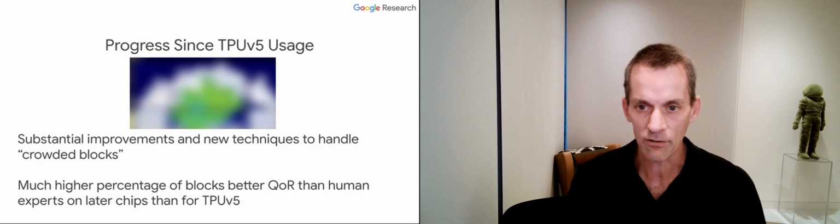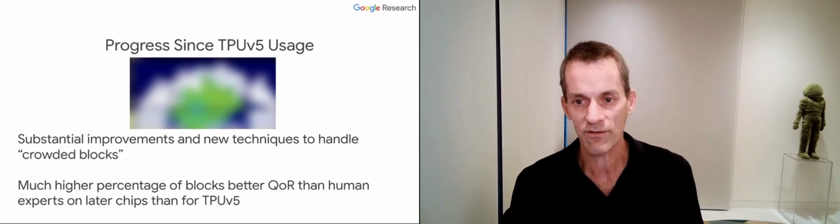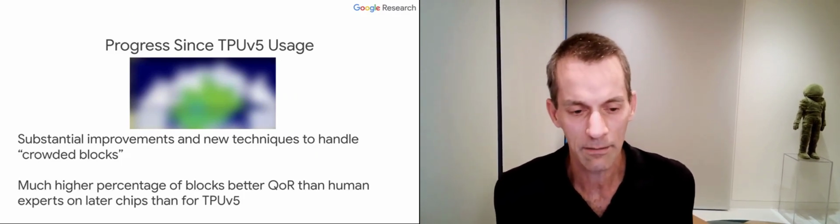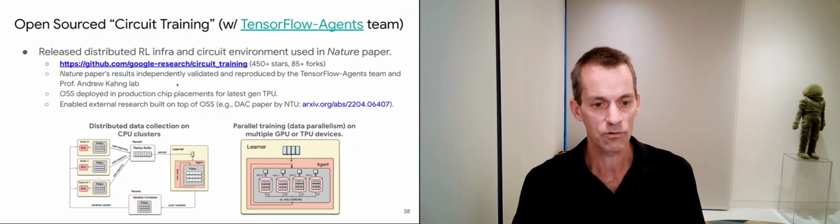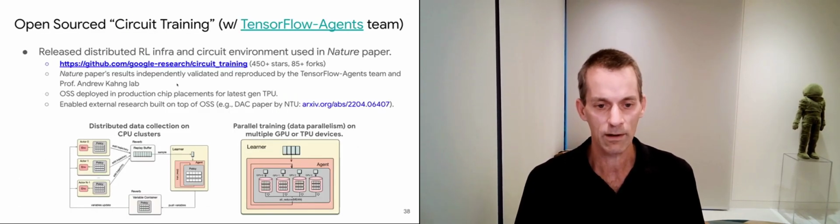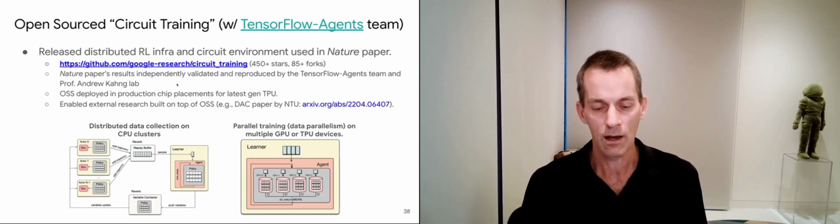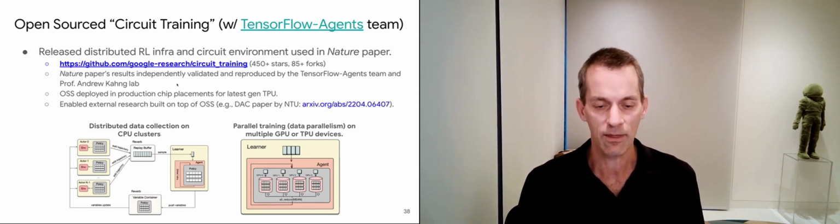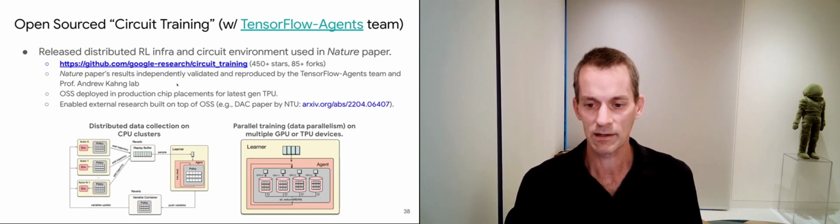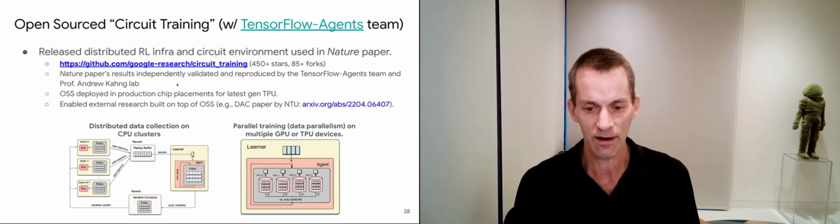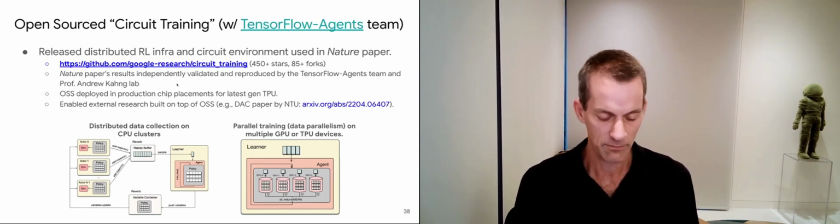And we've made some progress since the usage in the TPU v5 case. In particular, we've done a bunch of improvements and new techniques to handle crowded blocks, which were the 4 blocks where the human experts did better than the RL algorithm. And a much higher percentage of blocks give better quality results than human experts on later chips than the TPU v5 results I presented on the previous slide.